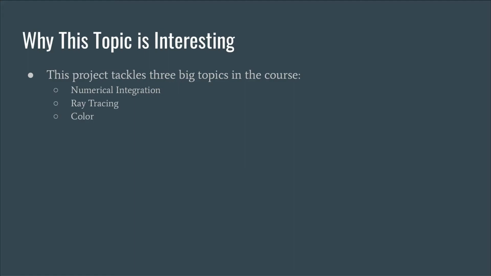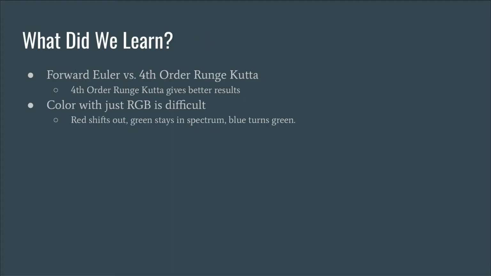Why is this topic interesting? Well, we tackle 3 big topics introduced in the course, and those being numerical integration, ray tracing, and color. We learned through this project that 4th order Runge-Kutta gives much better results even with large Runge-Kutta step sizes. Furthermore, color is difficult to implement with just RGB, as red shifts out of the visible spectrum, green remains in the spectrum, while blue becomes more green.